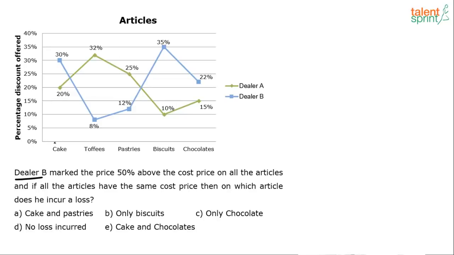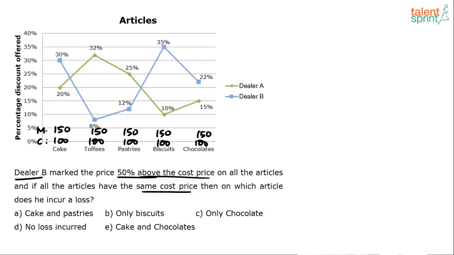Now, what is the cost price? 100. See, all the articles have the same cost price: 100, 100, 100, 100 and 100. He marked all the articles 50% above the cost price. So 150 is the marked price for each article. This is the cost price, this is the marked price, right? So on which article does he incur a loss?